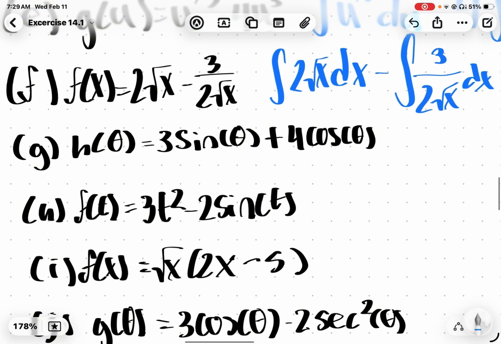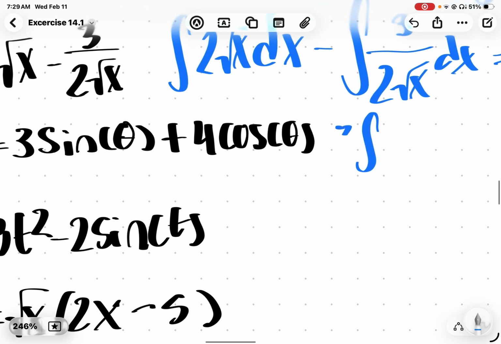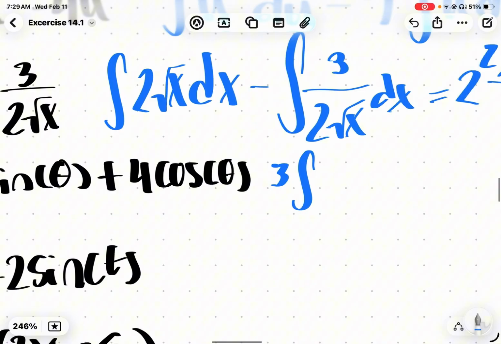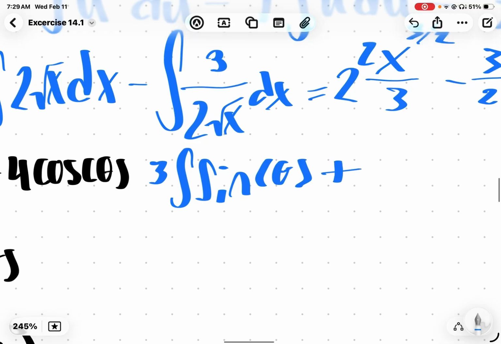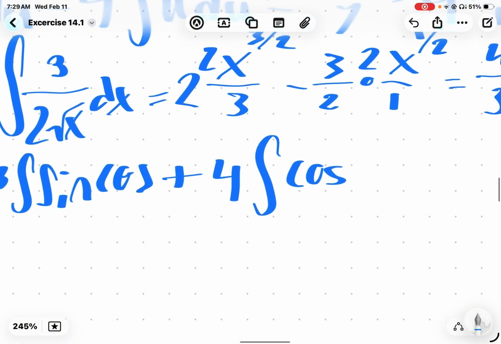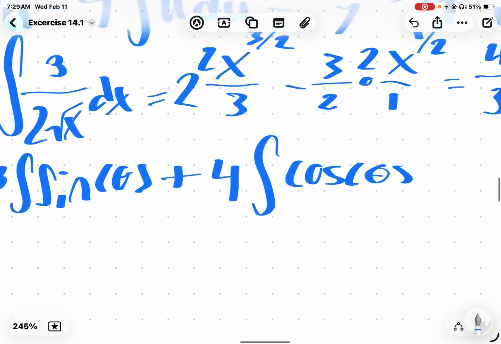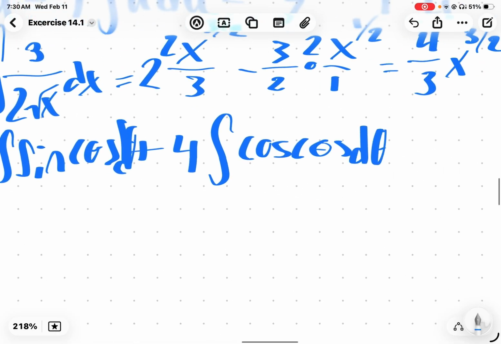Now for part G, we have h of theta equals 3 times sine of theta plus 4 times cosine of theta. So we have to take the integral of, and we'll take the 3 out, sine of theta plus, we'll take the 4 out, integral of cosine of theta. Oh, and d theta.